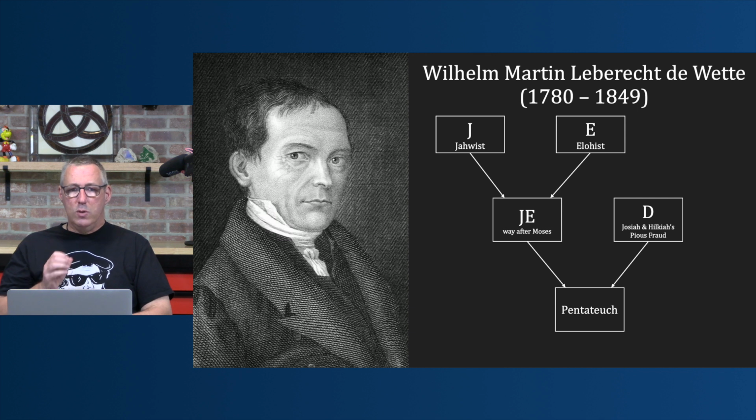And so we have a new document, D, which stands for Deuteronomist, which is entirely separate in origin from the other two documents, J and E. So at this point, the theory proposes three documents, J, E, and D, and it's also completely disconnected Moses from the writing of the Pentateuch.